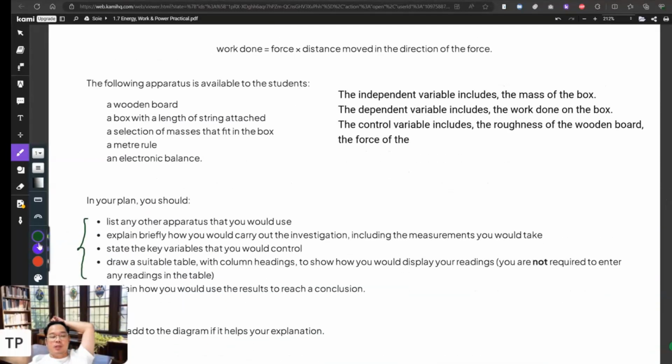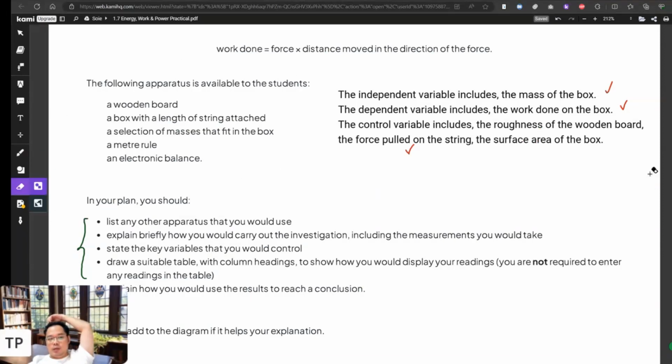The control variables include the roughness of the wooden board. Roughness here, you can say the coefficient of friction, the roughness, the material. I think it is acceptable. The force in the string, yes, is a good idea to keep the same, definitely. Surface area of the box, okay. Even though it is not a factor that affects the work, it's okay to mention it.